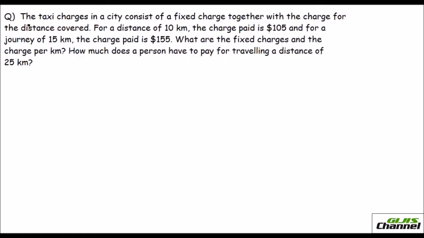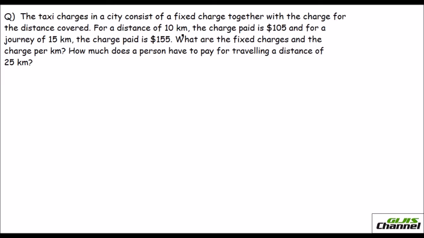Here the question says: the taxi charges in a city consist of a fixed charge together with the charge for the distance covered. For a distance of 10 kilometers, the charge paid is $105, and for a journey of 15 kilometers, the charge paid is $155. So you have a fixed charge, and besides that you will have to pay some amount for every kilometer.